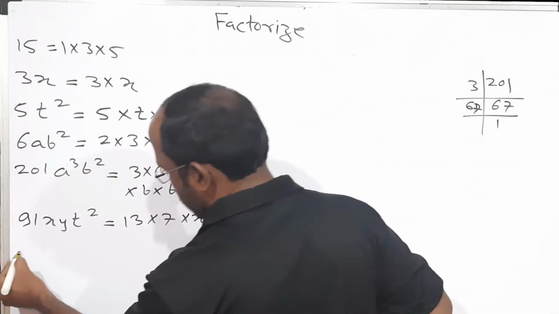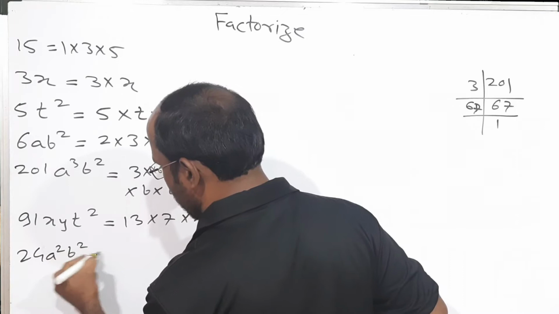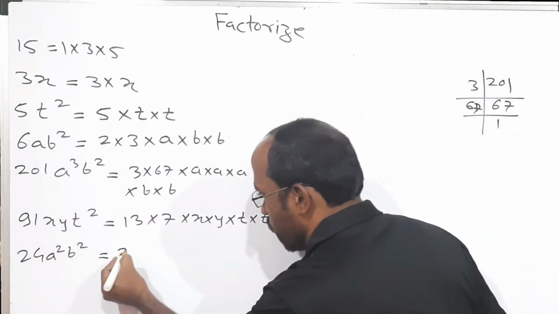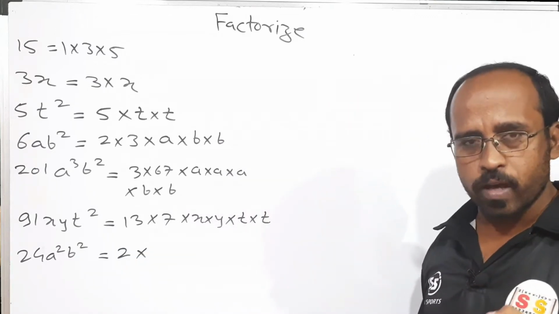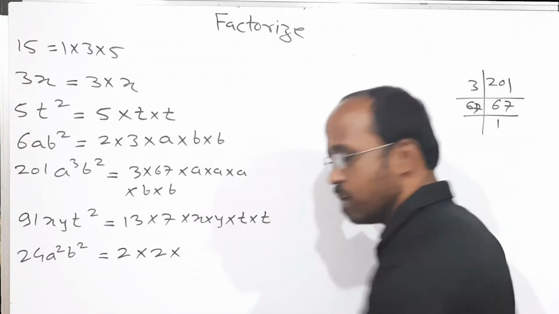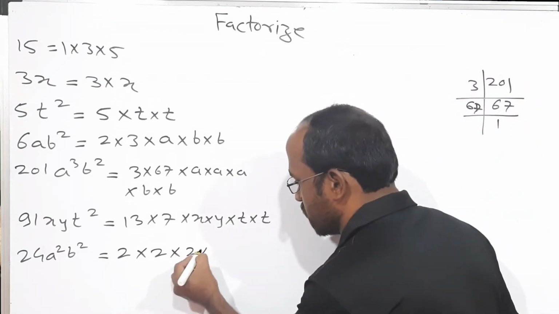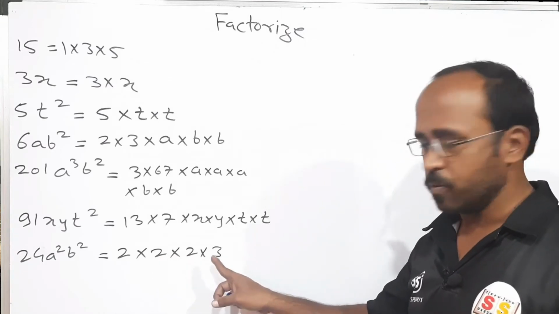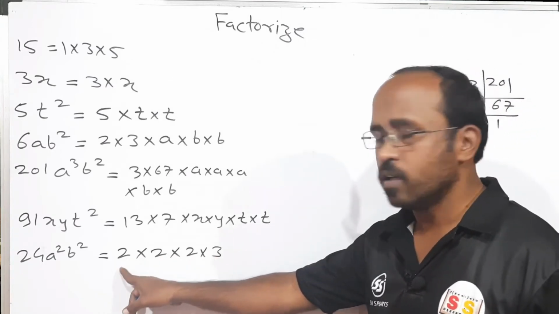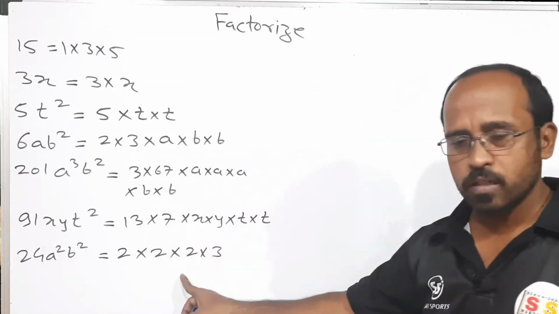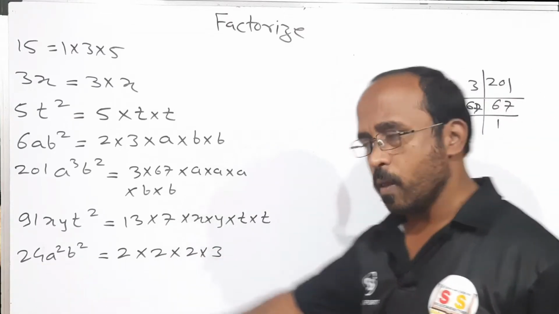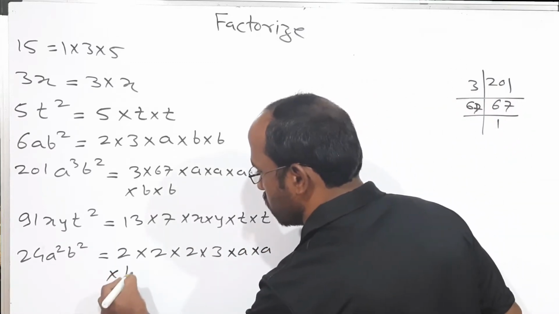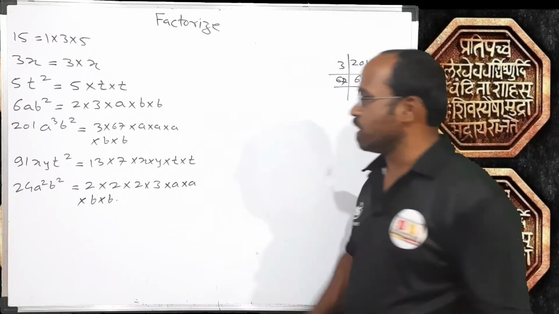24a square b square can be written as, let's factorize the 24. 24 is 2 multiplied by 12. Again 12 is 2 multiplied by 6. Again 6 is 2 multiplied by 3. So the factors are 2 twos are 4, 2 fours are 8, 3 eights are 24, or 3 twos are 6, 2 sixes are 12, 2 twelves are 24. So we have factorized the number. Now let's factorize the variables, a square, b square. So multiplied by a into a, multiplied by b square is b into b. Done.